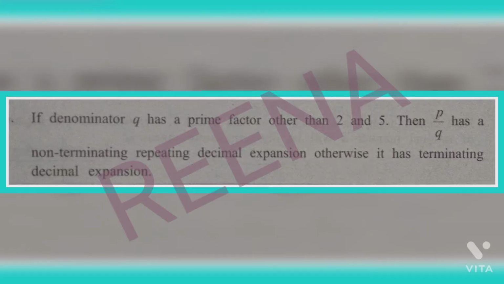So let's summarize it. If denominator q has a prime factor other than 2 and 5, then p by q has a non-terminating repeating decimal expansion. Otherwise, it has a terminating decimal expansion. So that is the conclusion, and we will use it to solve the questions of today's assignment.